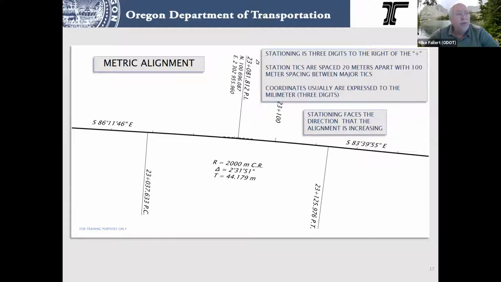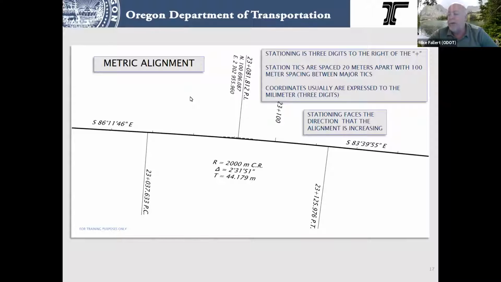So metric is different, where metric has 2 digits, then a plus sign, and there are three digits to the right side of the plus sign. Station ticks are at 20 meters apart and 100 meter spacing between the major ticks. And the coordinates are usually expressed to the millimeter or 3 digits also. And same thing though, stationing does face ahead on stationing through there.